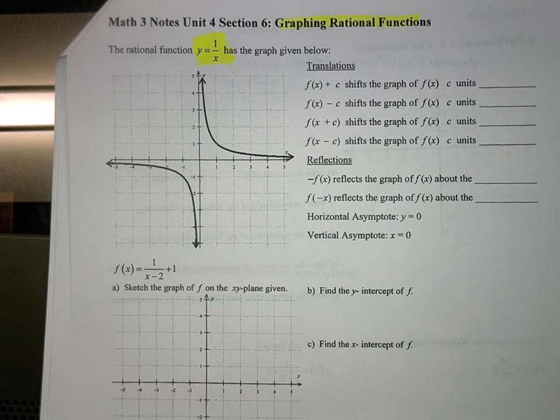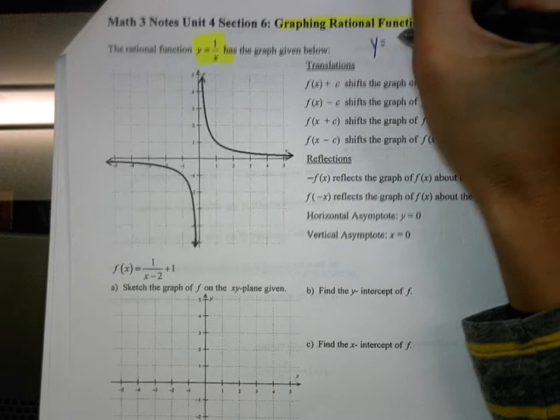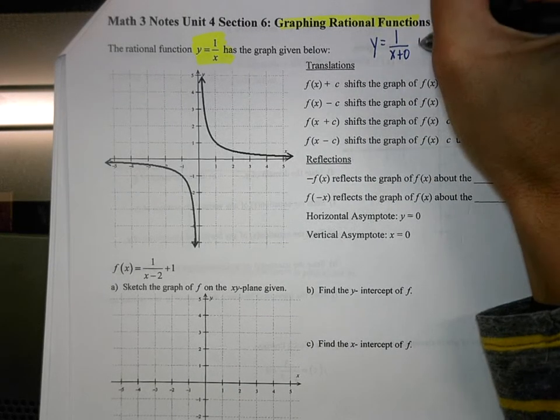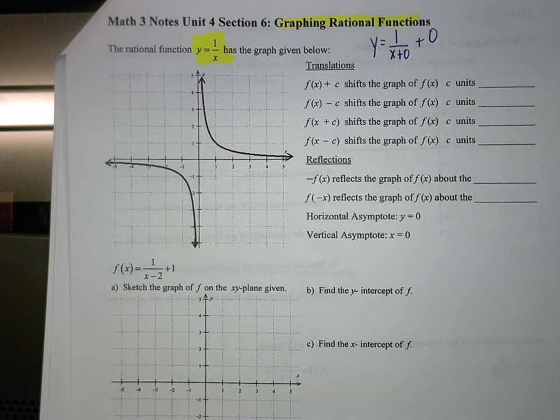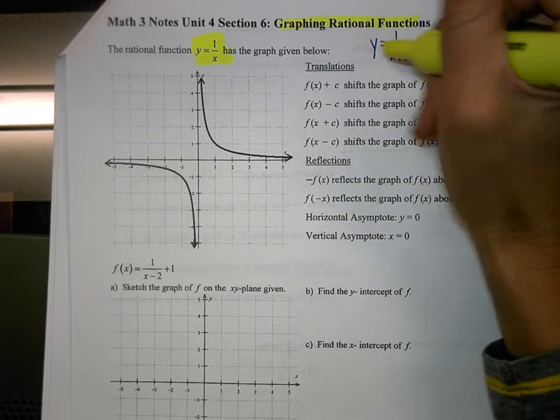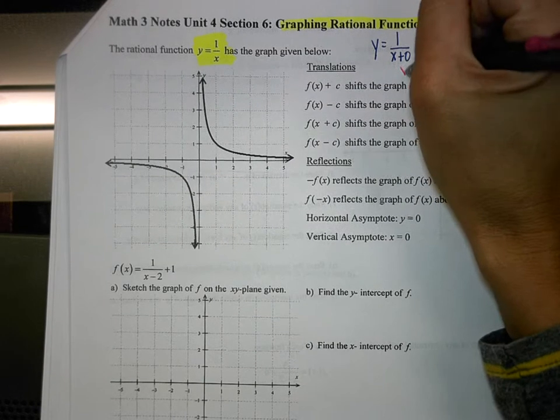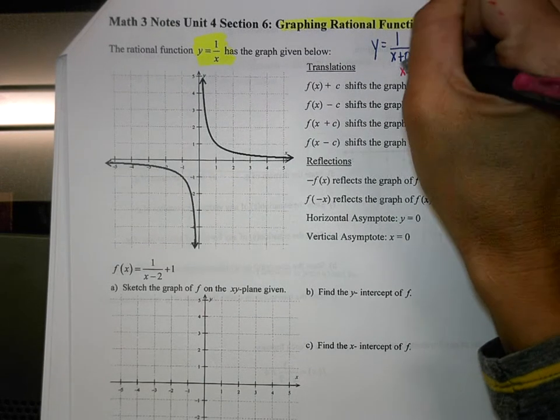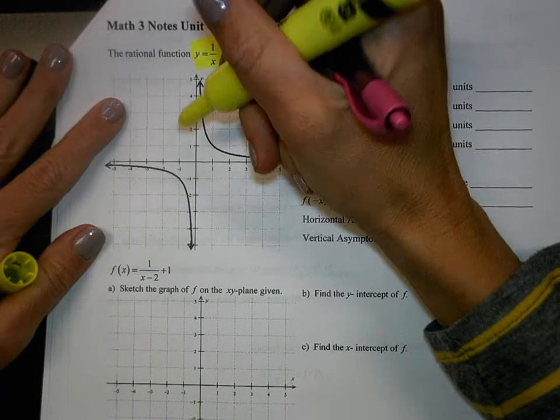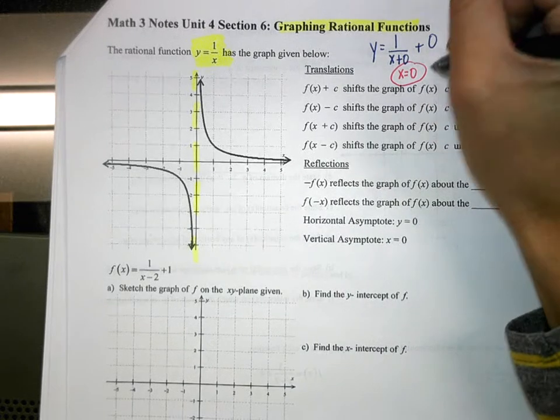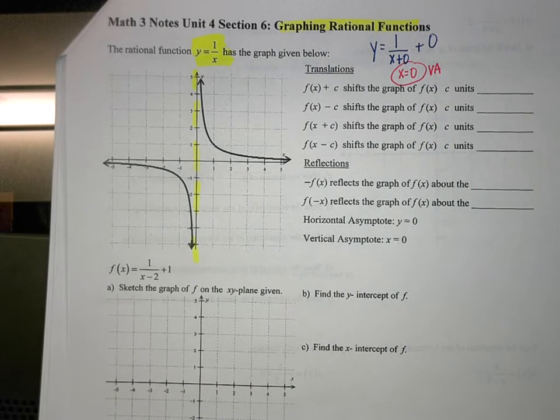If we're talking about the functions, it starts out as y equals 1 over, and I'm going to write it like this, x plus 0 plus 0. And so there is an asymptote. If we set x plus 0 equal to 0, we would end up getting the equation x equals 0. And x equals 0 is this vertical line. And I'm going to write that as VA for vertical asymptote.